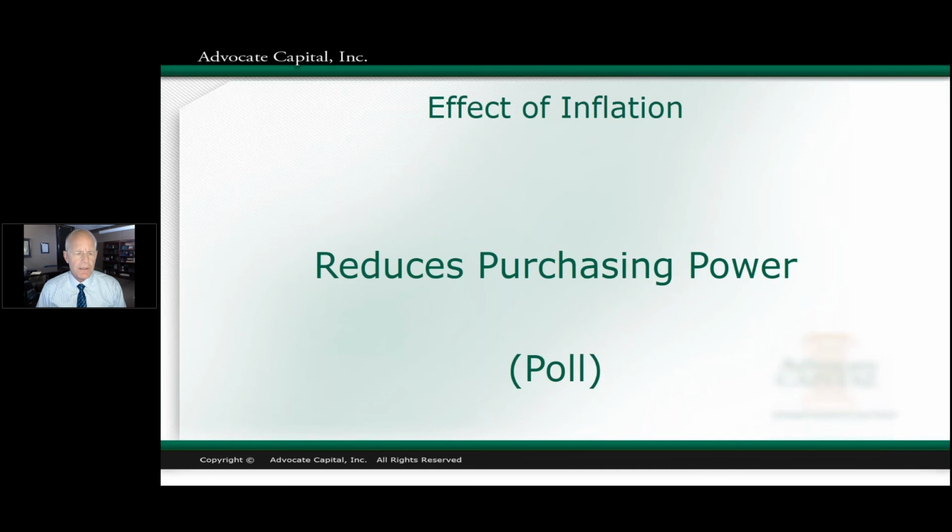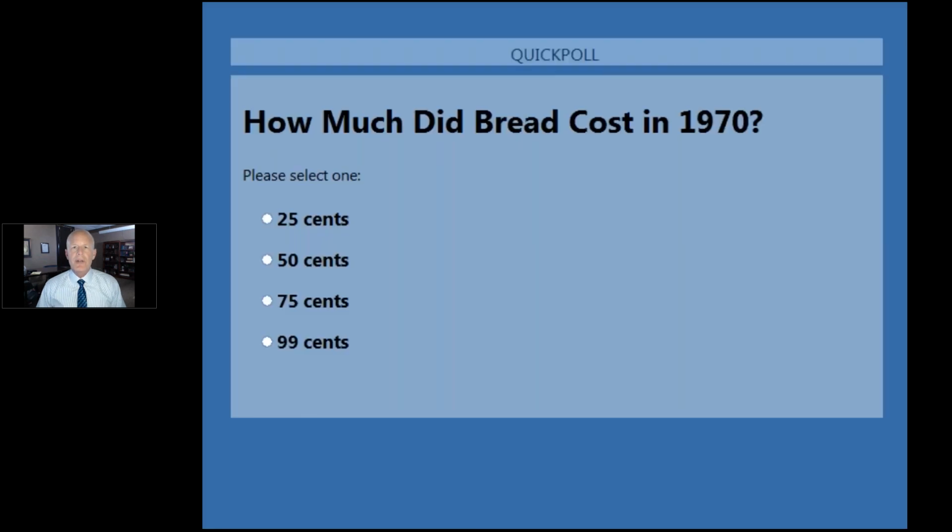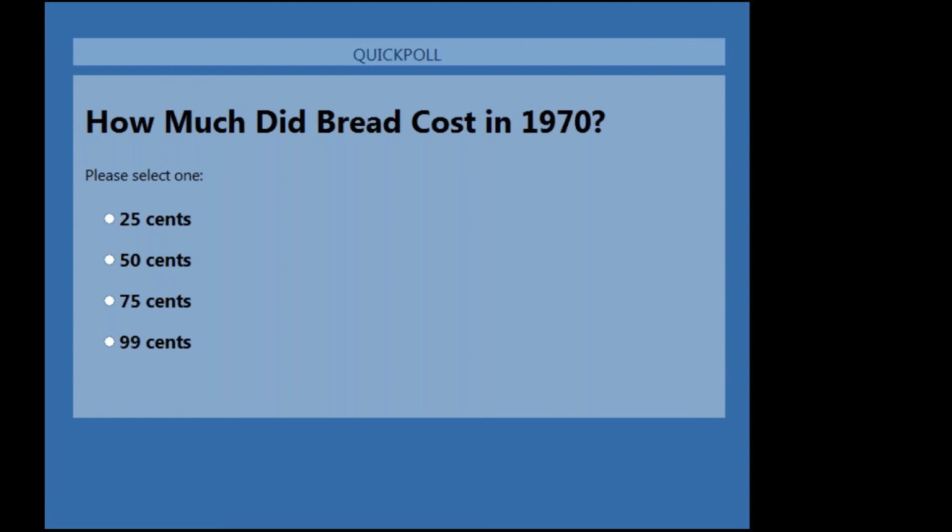So we're going to talk about inflation's effect on purchasing power, and we're going to do that by another poll. This next poll is going to ask you a question about the price of a loaf of bread. How much did a loaf of bread cost in 1970? Was it 25 cents, 50 cents, 75 cents, or 99 cents? For those of you who were alive then, probably a lot of you weren't, what do you think it cost?